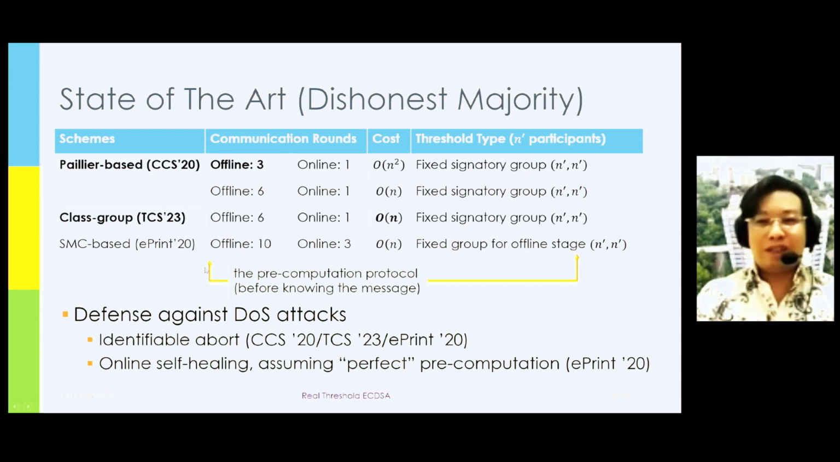Namely, if the pre-computation phase is done perfectly, the pre-computation phase being when the message is not yet known and the parties can try to prepare something ahead, which we also call the pre-signature. In case that part has been taken care of nicely and no one aborts, then we can have online self-healing. But in case there is some error in the online process, one such pre-signature will also be used up. That is not a satisfactory situation.